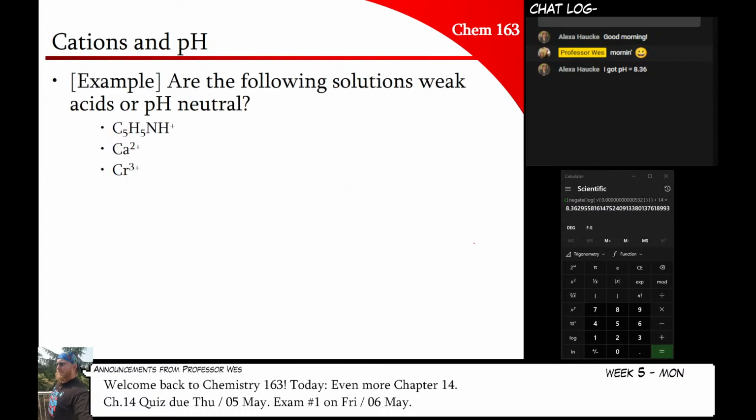All right, so looking at these, if I asked you to tell me, hey, is it a weak acid or is it pH neutral? The only thing that's pH neutral is a metal ion that is less than 3. So a +1 or +2 metal will be a neutral ion and will not contribute to the pH of the solution. This one will. Its charge is 3 or greater. This is a conjugate of a nitrogen base. It will also be acidic.